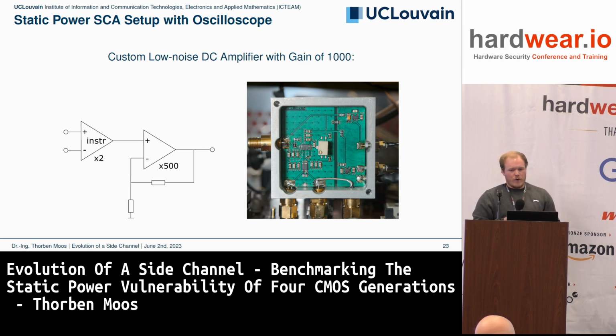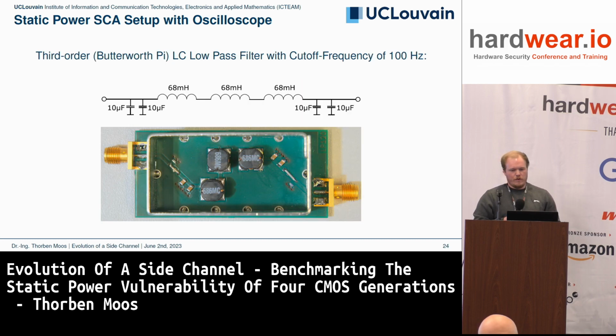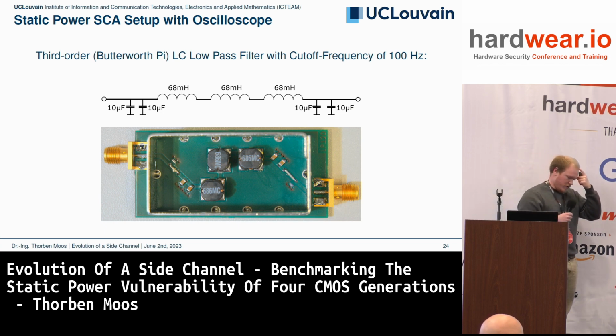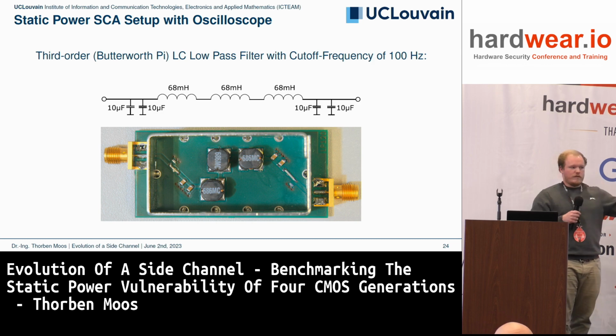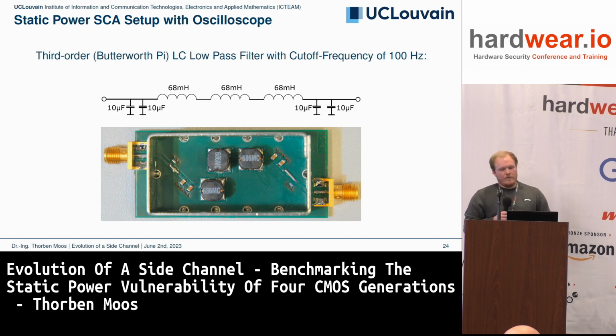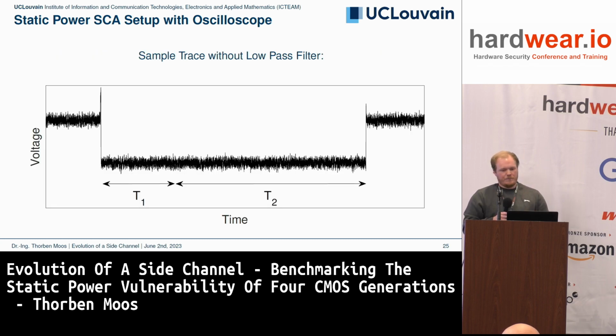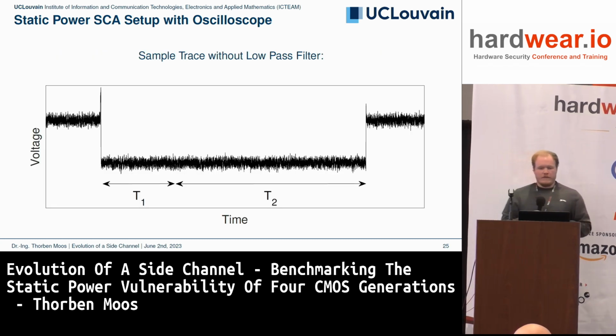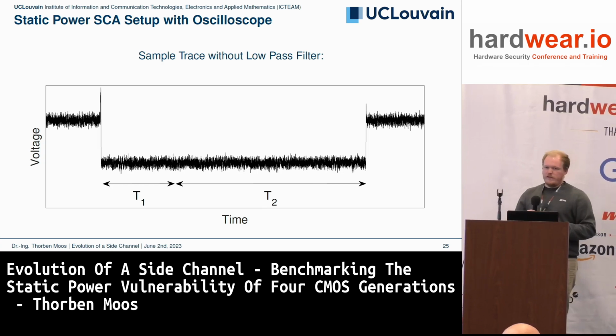So there's a gain of 1000, low noise DC amplifier. Then we notice that we still have some high frequency noise in the measurements that arrive at the oscilloscope. That might be because of the climate chamber and its operation, or because of the remaining setup. So we built a custom low pass filter with a cutoff frequency of 100 Hertz. And this is a sample trace without the low pass filter, so before we remove this high frequency noise.